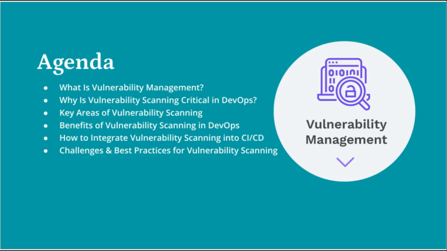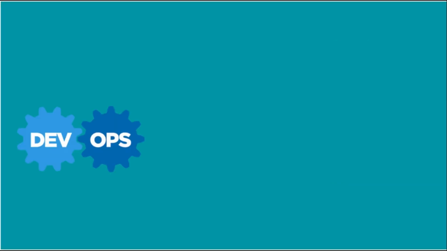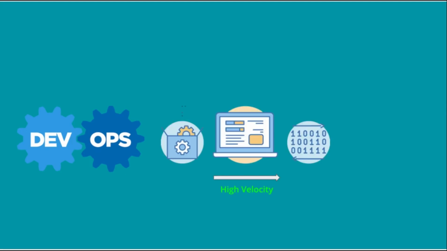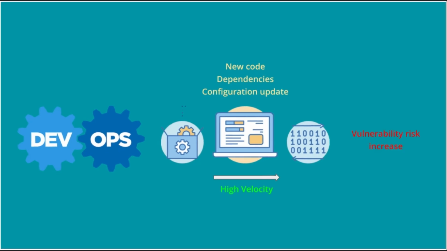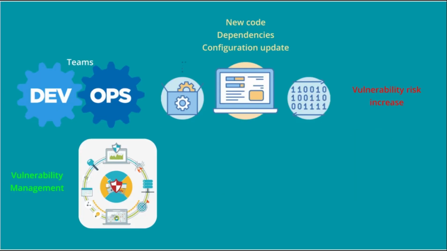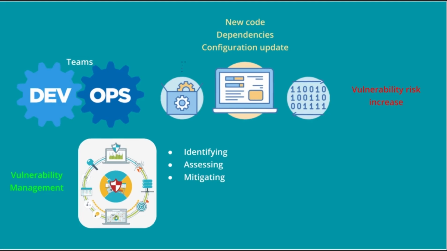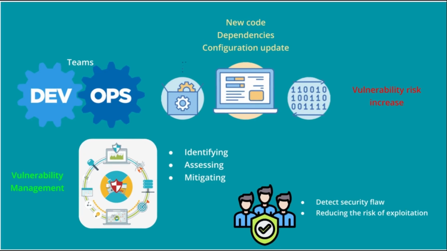Let's dive in. In today's fast-paced DevOps environment, teams are constantly integrating and deploying software at high velocity. But with every new code change, dependency, or configuration update, the risk of security vulnerabilities increases. That's where vulnerability management comes in, a structured approach to identifying, assessing, and mitigating security risks in both software and infrastructure. And at the core of this process? Vulnerability scanning, an essential tool that helps teams detect security flaws early, reducing the risk of exploitation in production environments.